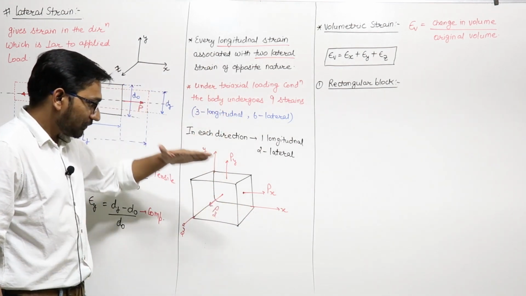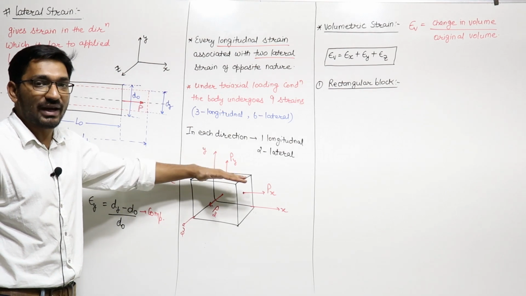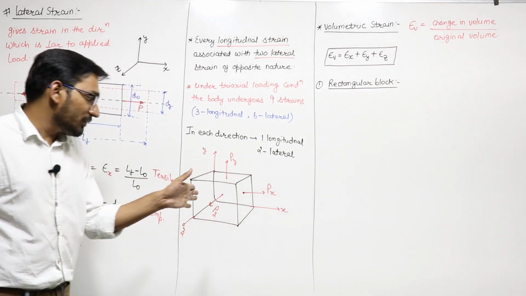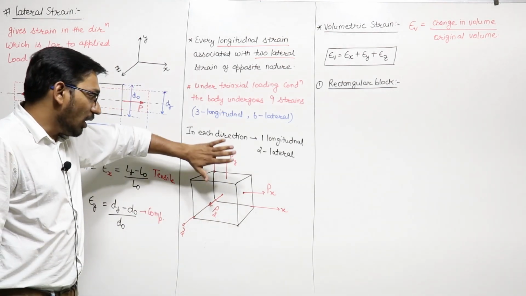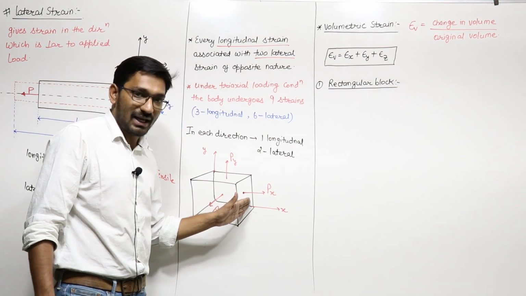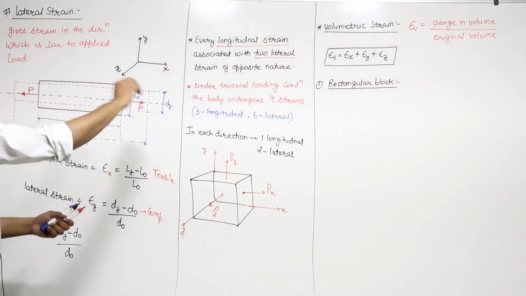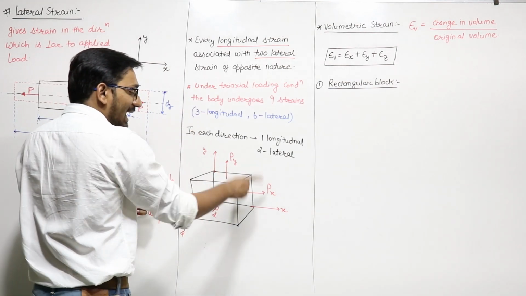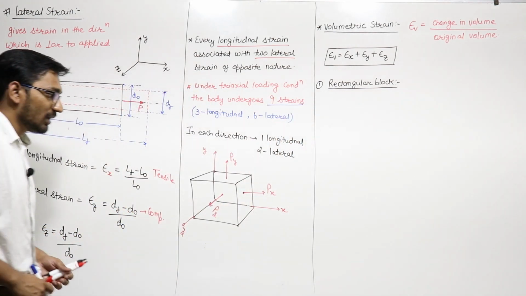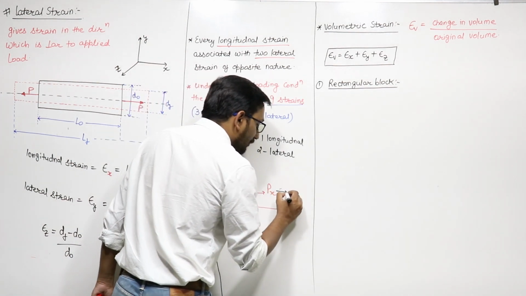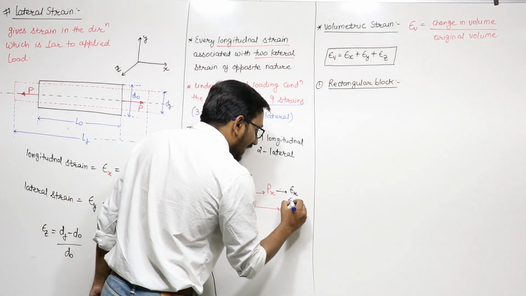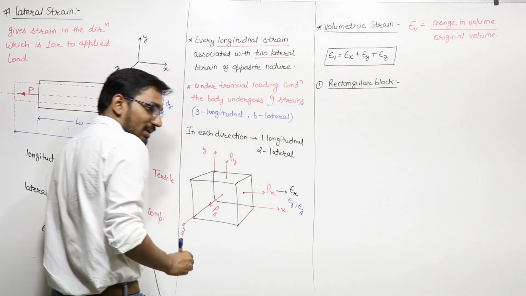Because of Py, on this y face we have longitudinal, and on x and z face we have lateral. Because of this Pz, we have a longitudinal strain on this z face and lateral strain on the planes perpendicular, that is y and x. So we can say that under this triaxial loading case, the body undergoes 9 strains, right? 9 strains. Because of x, we have epsilon x, that is the longitudinal, and epsilon y and epsilon z are the lateral.